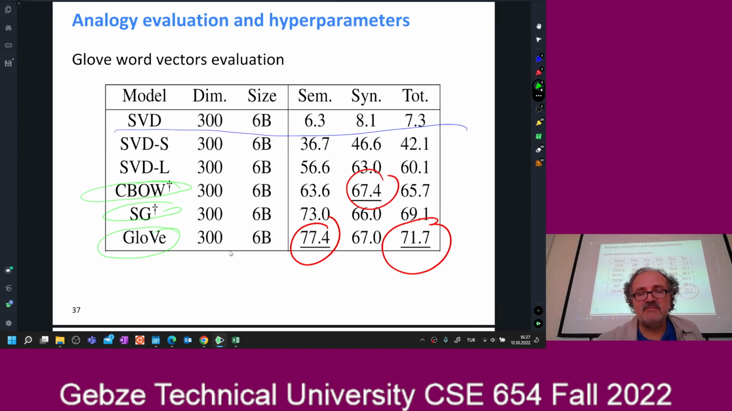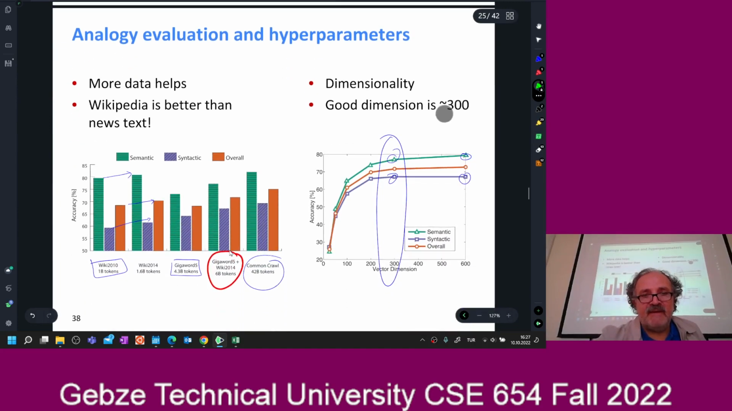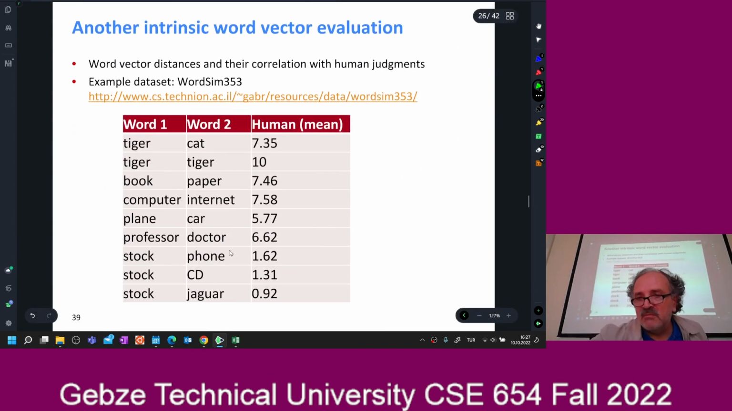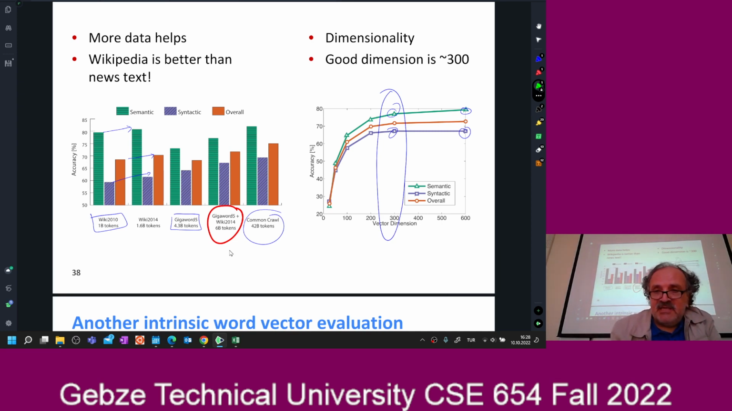Okay, this is very old data. Nowadays they are doing much better. 300 is the number of dimensions that you assign to the vectors. And more data helps. Wikipedia is better than news text. That's what happens. I'm not going to talk about it much, but I am way out of my time, and I need to stop here. Let me stop here and we will finish this up next week. Okay, any questions? Good. Okay, I'll see you next week.